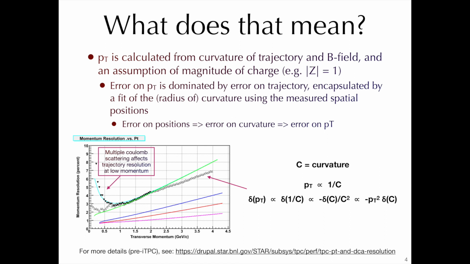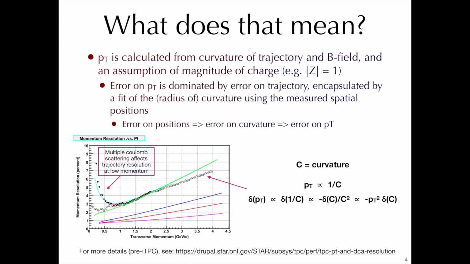But the implication is that the TPC measures space points, and the errors that it has are errors on positions. These are not errors on the transverse momentum. So you want to think about how an error on a space point translates into an error on momentum or pT. Well, pT is proportional to 1 over the curvature, and curvature is essentially determined by the space points. Curvature is a spatial metric.